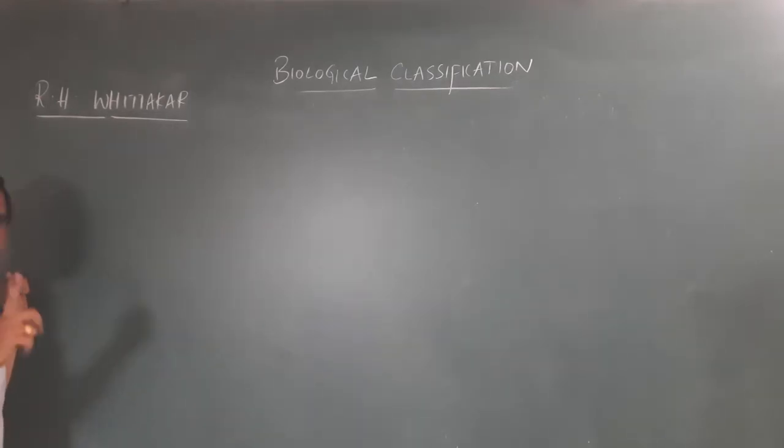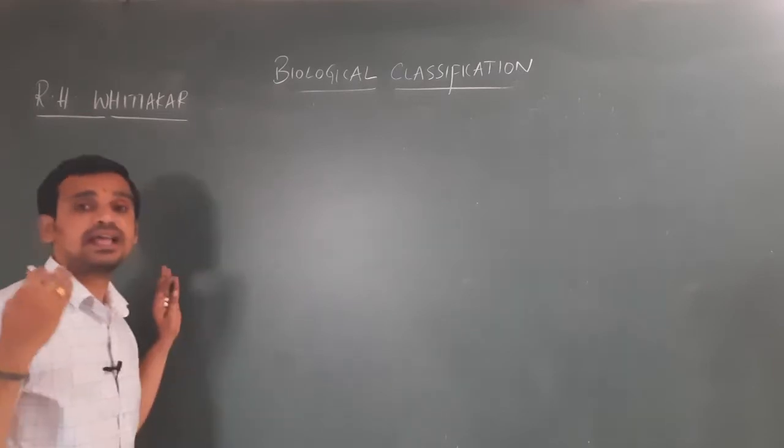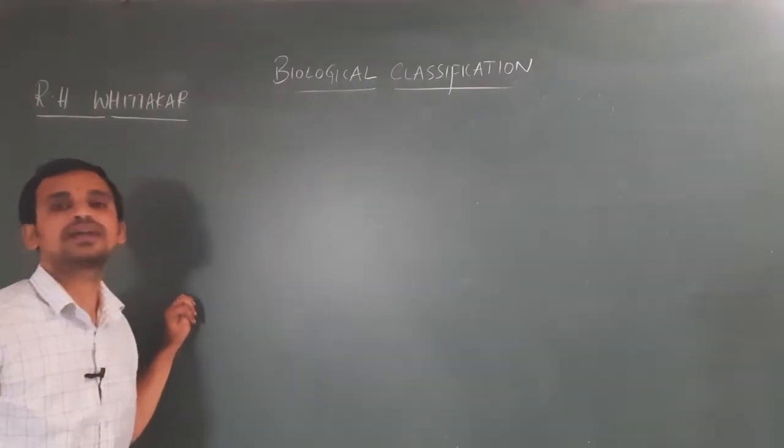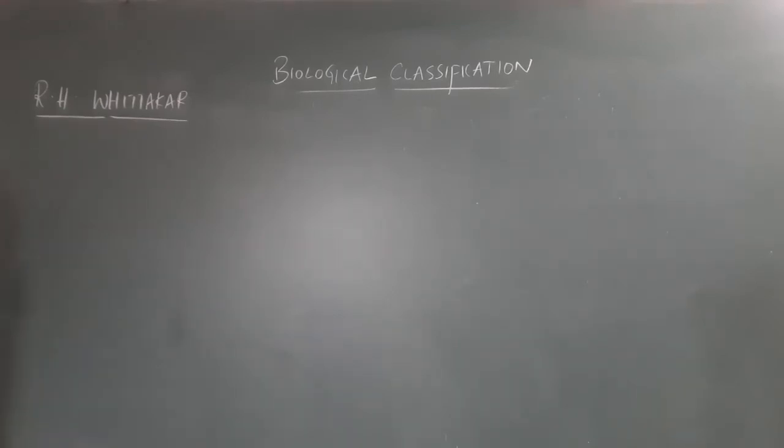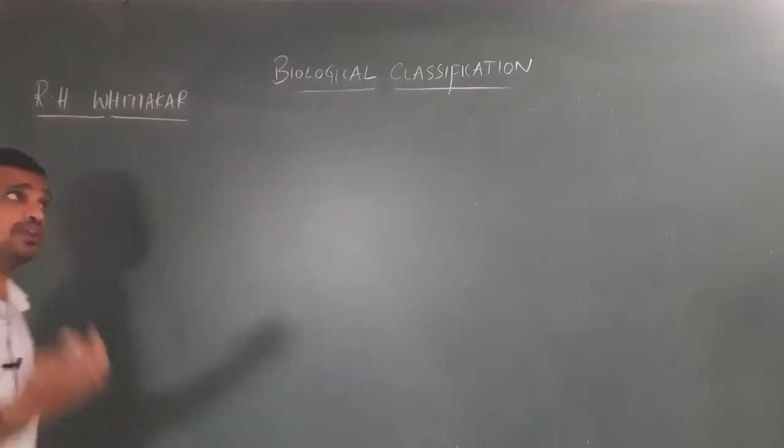If you take only one or two characters, like morphology or cell wall, then what happens? All the organisms do not fall in either category. So many characters should be taken to classify the organisms, and that is what R.H. Whittaker did. R.H. Whittaker took many characters into consideration to classify the organisms. So what are the different types of characters you have to consider?